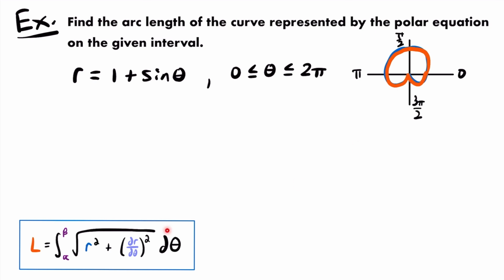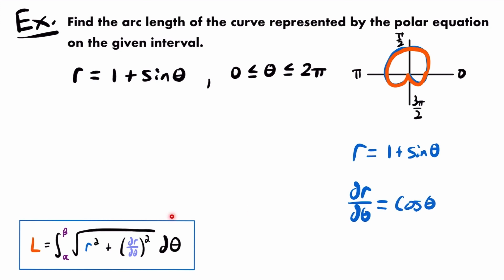So now let's set up our definite integral to calculate that arc length. We need r and dr d theta. We know that r is equal to 1 plus sine theta, right? That's what we were given. And so the derivative of that, dr d theta, will be equal to the derivative of 1, which is 0, plus the derivative of sine theta, which is cosine theta. So cosine theta is dr d theta.